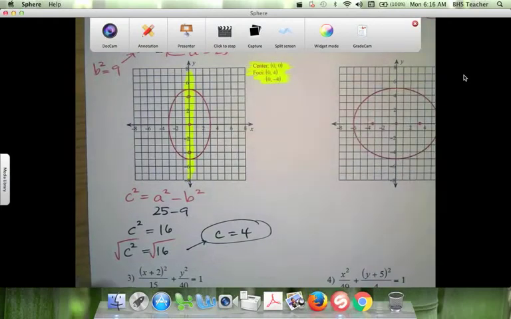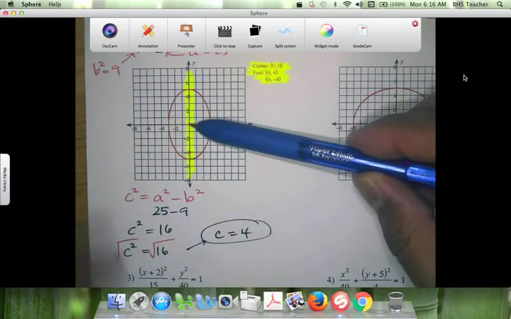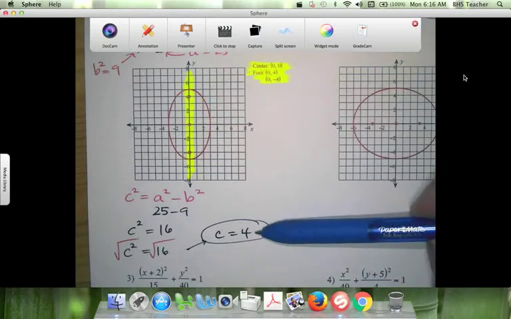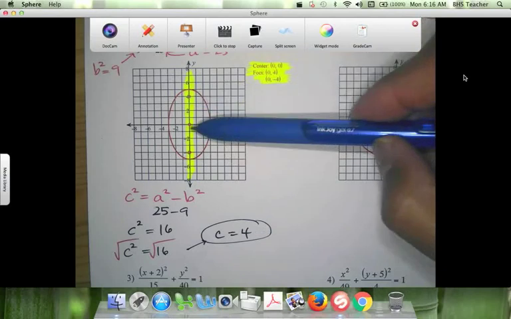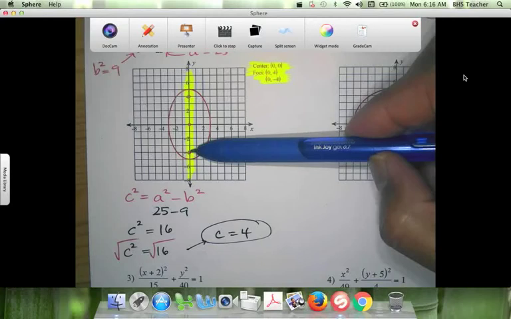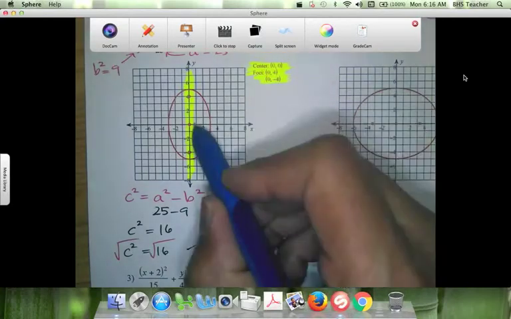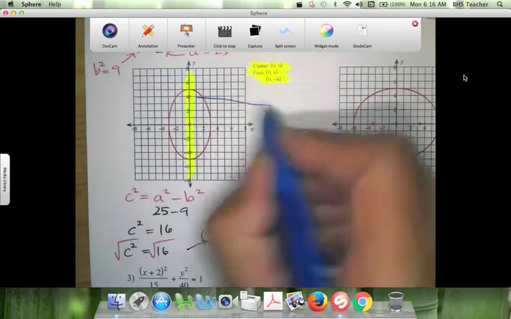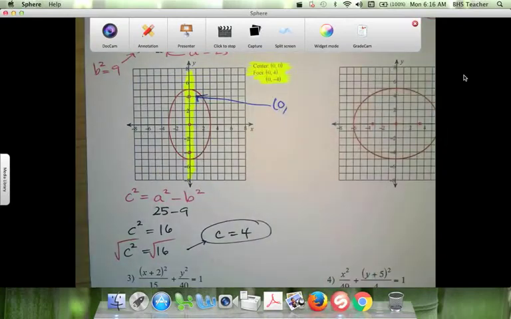Okay, so from 0, 0, you had to do what? Well, if these were not here yet, from here, you'd have to go this distance from the center up, right? Up 4. And that's your first focal point, and then down 4. So that's why this point here is 0 on the x. Remember, your x coordinate didn't move. You went nothing on the x and it went up 4.